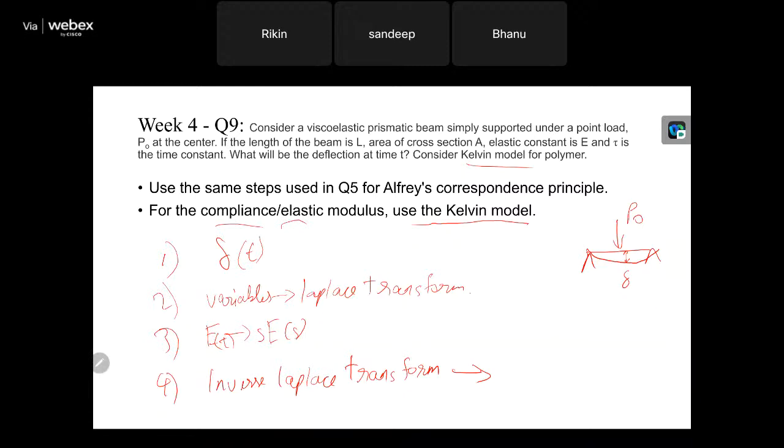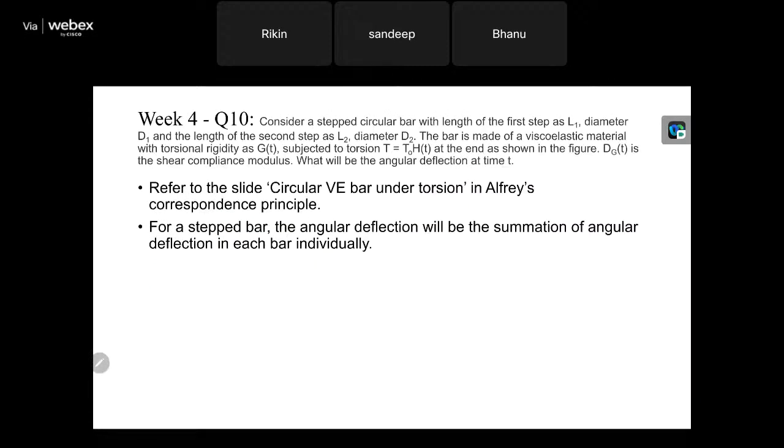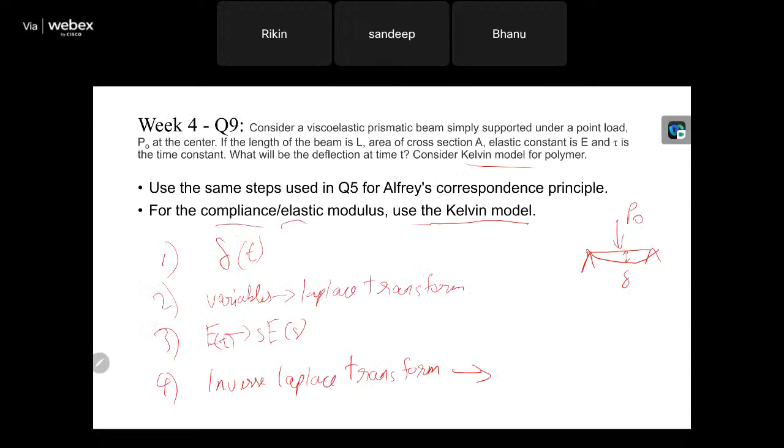Moving on to the next question, which is the last question. Now, there is one more question in your week 4, question number 6, which I have not included in this PowerPoint presentation because the professor has covered this in the class. This might be a doubt for many people, but if you refer to the slides, the professor has covered this under viscoelastic bar under action loading. So if you refer to that, I'm pretty sure you can solve this question.